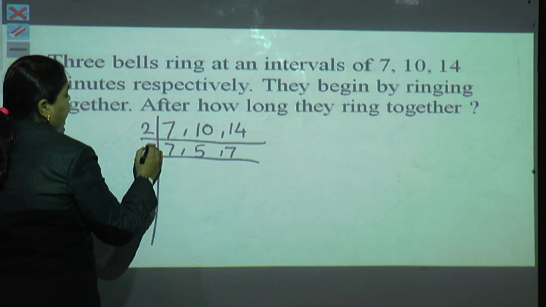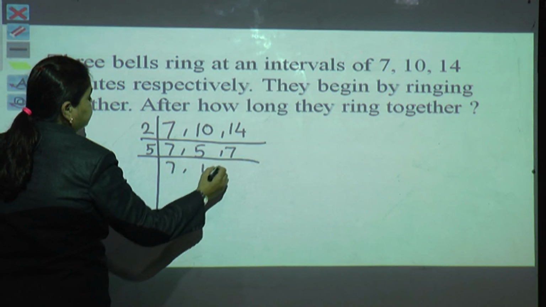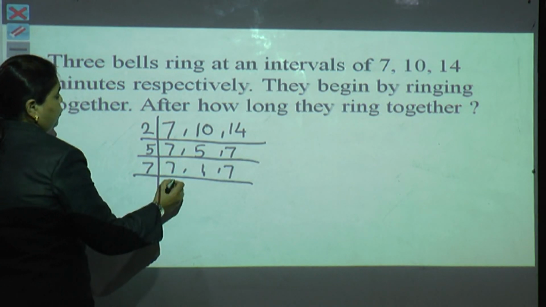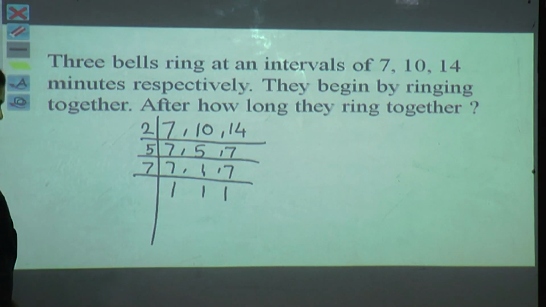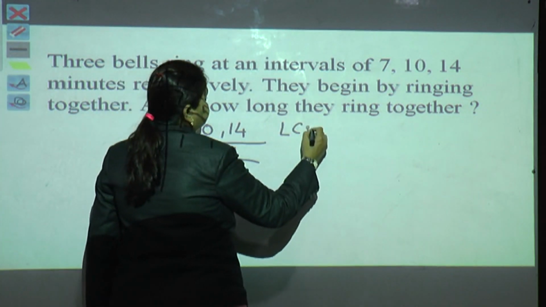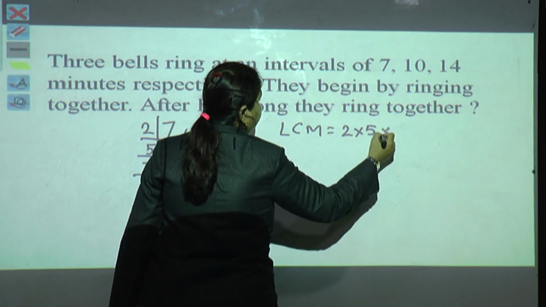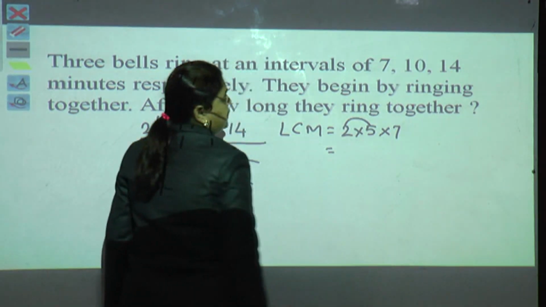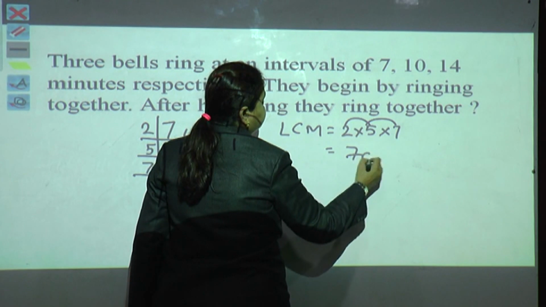We will go 5, 7 as it is. 5 1s are 5, and 7 as it is. 7 1s are 7. Now, what is our LCM here? LCM is equal to 2 multiplied by 5 multiplied by 7. 2 5s are 10, 10 7s are 70.